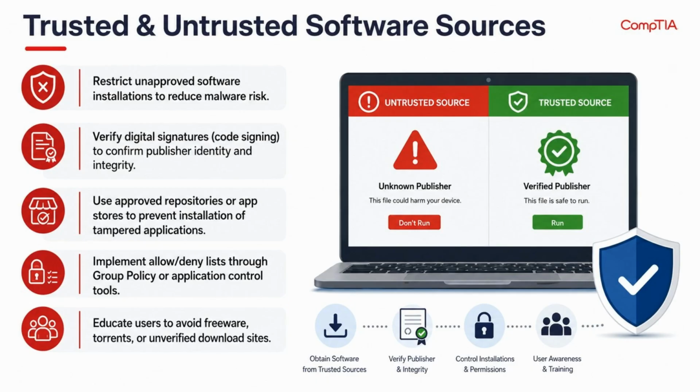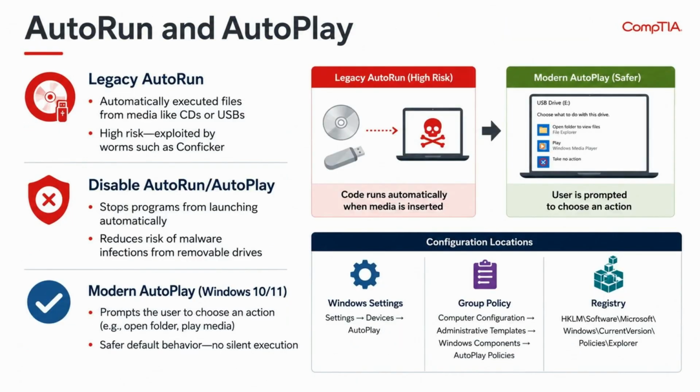Implement allow and deny lists through group policy or application control tools, and educate users to avoid freeware, torrents, or unverified download sites. Legacy auto-run, automatically executed files from media like CDs or USBs, is high risk, and was exploited historically by worms like Conficker. Disabling auto-run and autoplay stops programs from launching automatically, reducing malware risk from removable drives.